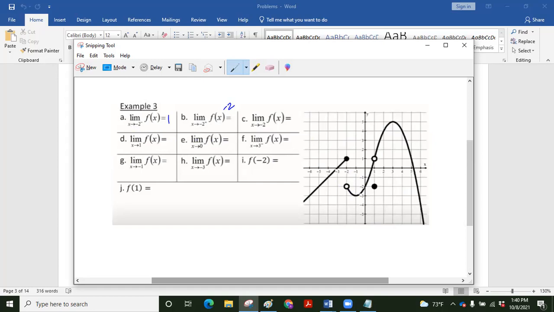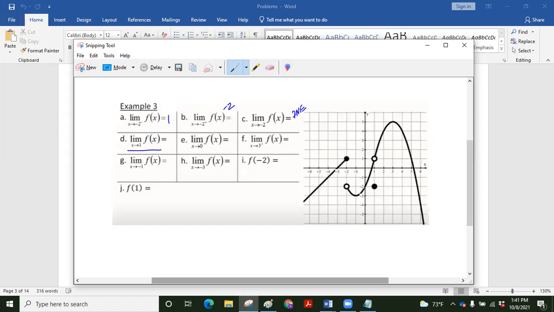So the limit as x approaches -2 from the left, we said was 1. And the limit as x approaches -2 from the right, we said was -2. This one here is saying, what is the limit as x approaches -2? So this is asking us the general limit. It hasn't specified whether to come from the left or from the right, which means we should come from both sides. We know the limit as x approaches -2 from the left, and from the right. Since the limits don't match, we're going to say that the general limit as x approaches -2 does not exist.